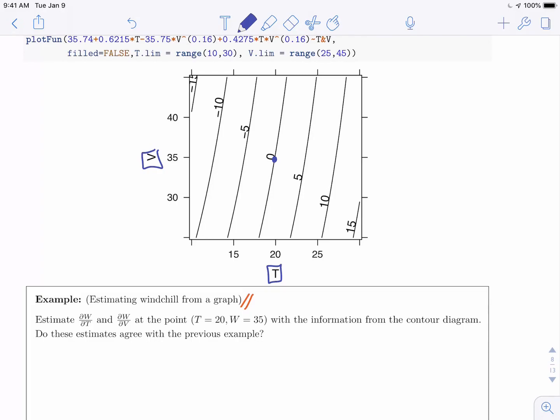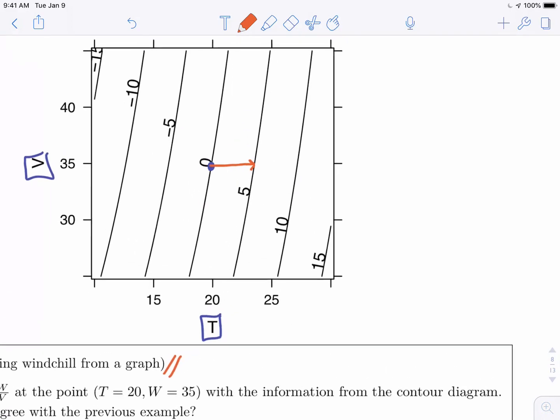So again, I'll do the first one, and then I'll hopefully have you try the second one. I'll do partial W partial T. I think I used orange for that one last time. When I want to do partial W over partial T, I want to leave my wind speed constant and allow temperature to vary. If I allow temperature to vary, what I'm doing is looking at a horizontal line while leaving V fixed, which means I don't move anything vertically.